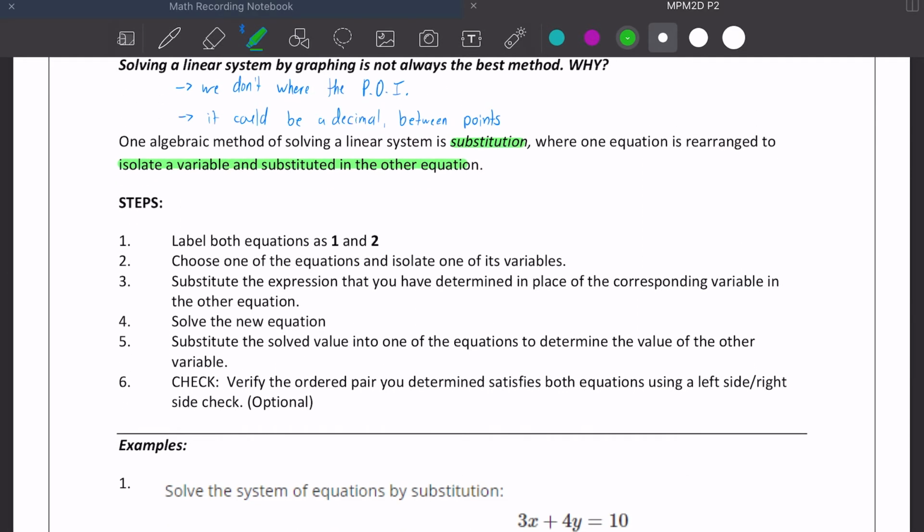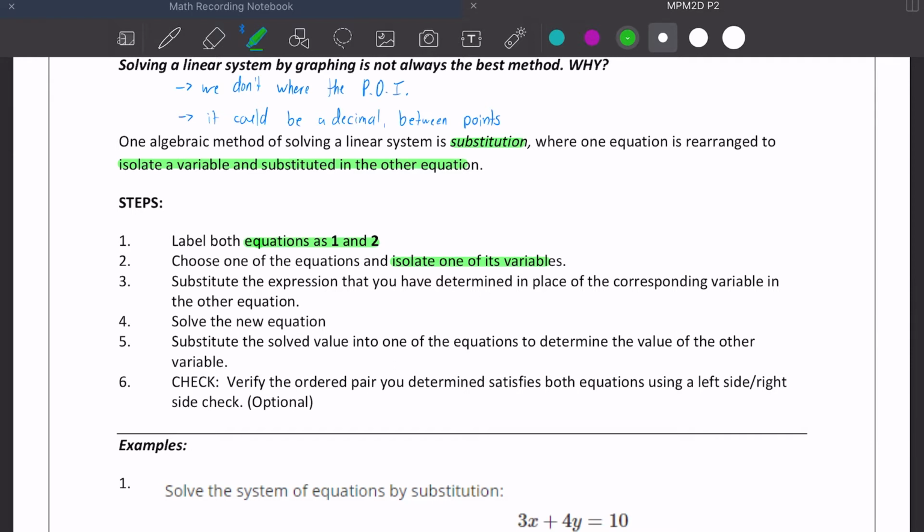So your steps are, first, label both equations, one as equation 1 and the other as equation 2. Choose one of the equations and isolate one of its variables. So that's going to be our step 2. Substitute the expression that you have determined in place of the corresponding variable in the other equation. Translation: you're going to take that isolated variable, what it equals to, and shove it where that variable should be in the other equation. You're going to solve the new equation that you've created, and then you're going to substitute the solved value into one of the equations to determine the value of the other variable.